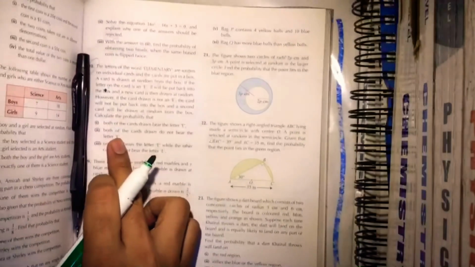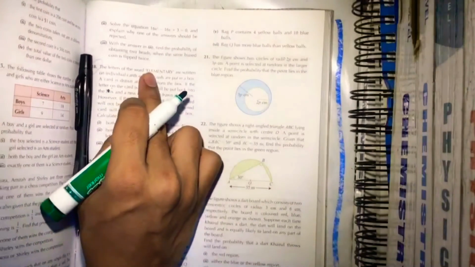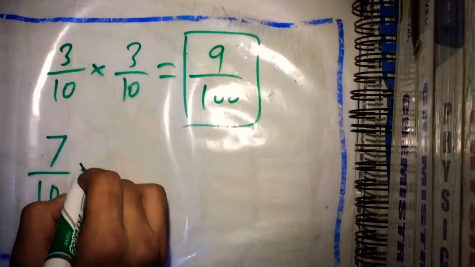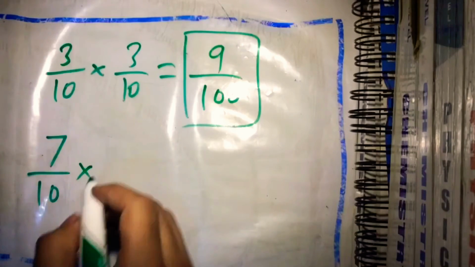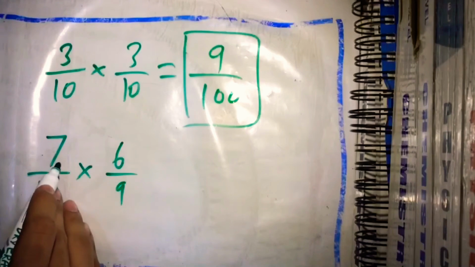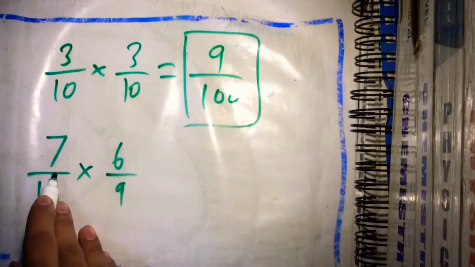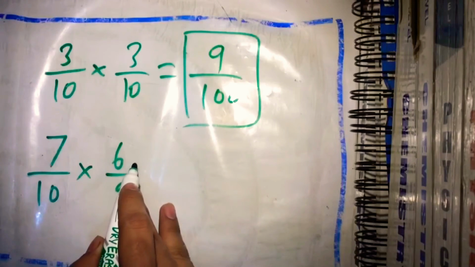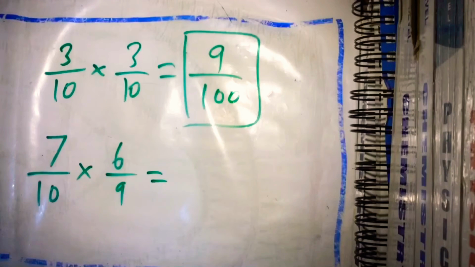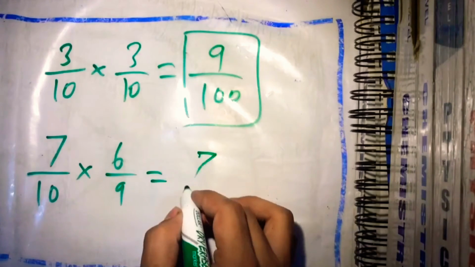Now the probability of drawing both cards that do not bear the letter E. As there are 7 cards without the letter E, the probability of drawing a card without E is 7 upon 10 and another card without E will be 6 upon 9. This is because this card will not be placed back into the box. So now there are 6 letters without E and total there are 9 letters. So the answer will be 7 upon 15.